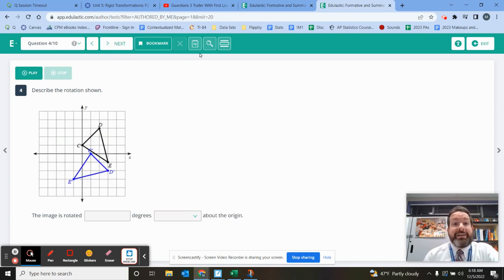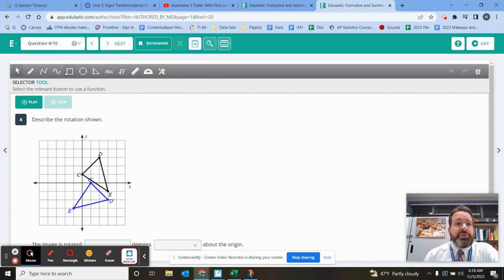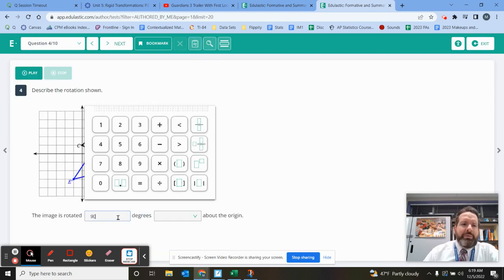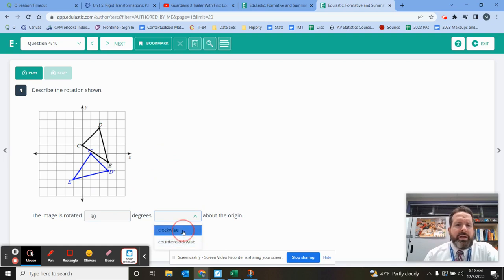Describe the rotation. Again, going from the old one to the new one. So from C to C prime or D to D prime. This looks to me like a quarter turn, and it's in the clockwise direction. So it's a 90-degree rotation clockwise. You could also say 270 counterclockwise. It will also be counted as correct.